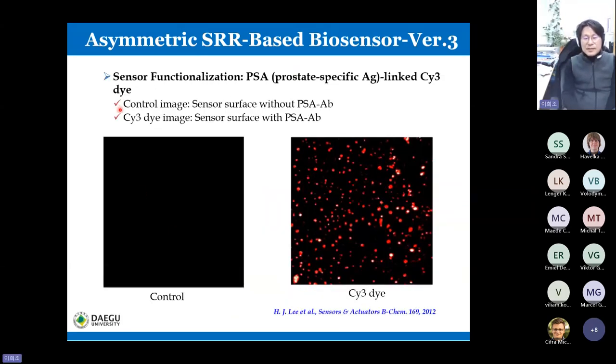Okay, to confirm the sensing functionality on the spring resonator surface, we conducted the bioprocessing using prostate-specific antigen linked with Cy3 dyes. The control test was just introduced to PSA, represented here without prostate antibody. On the other hand, the experimental test was immobilized with the prostate antibody, and prostate antigen was then introduced on the resonator surface. When Cy3 dye was introduced to the test samples, only the experimental test showed Cy3 dye images. This result demonstrated that the asymmetric SLR can function as a biosensor.